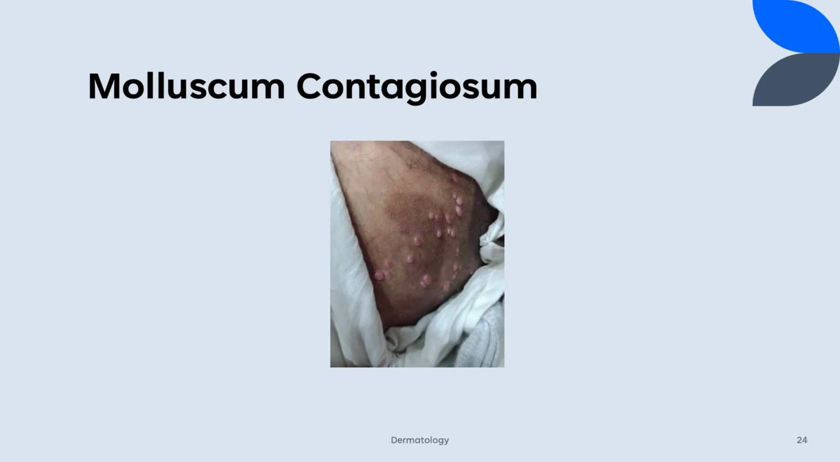Molluscum contagiosum is a common viral skin infection that affects individuals of all ages. It's caused by a virus and is characterized by small, raised, painless bumps on the skin. In terms of transmission, it spreads primarily through direct skin-to-skin contact, although it can be transmitted via contaminated objects, such as towels, gym equipment, or clothing.